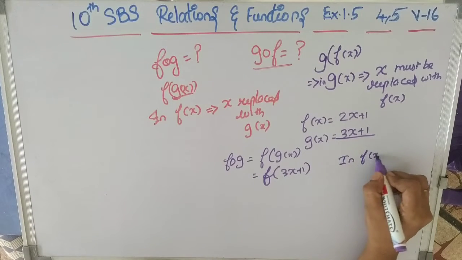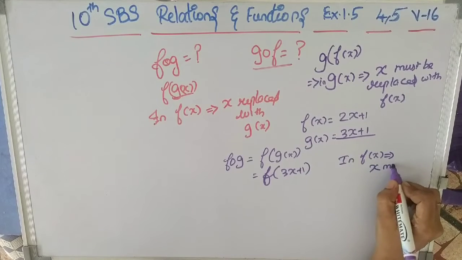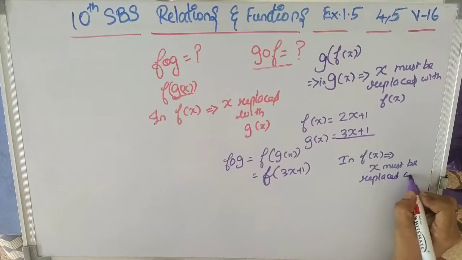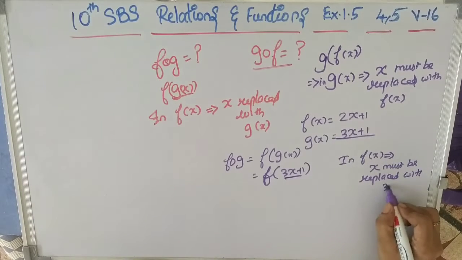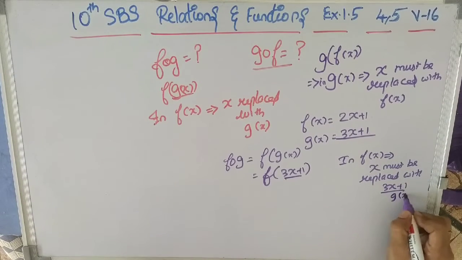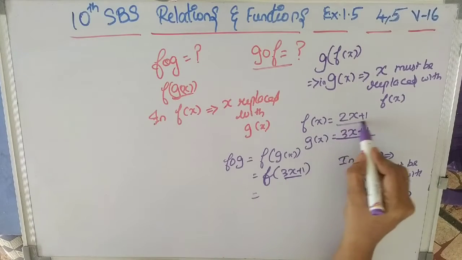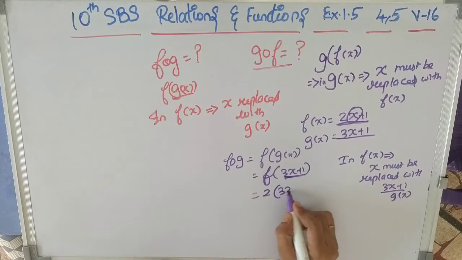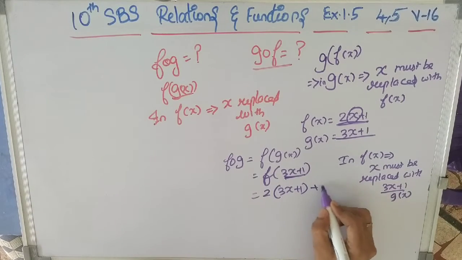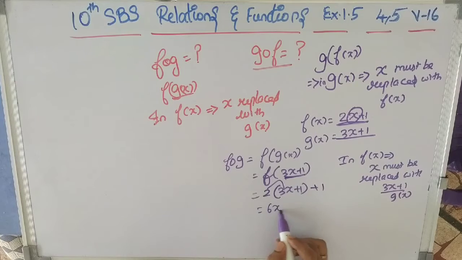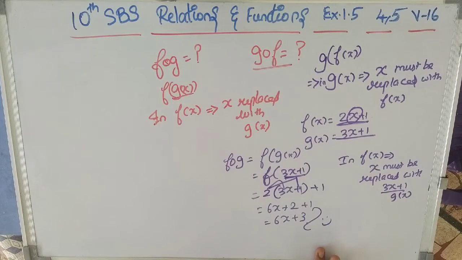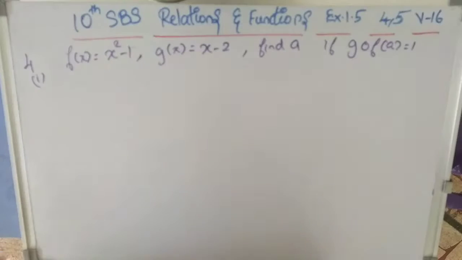What is the meaning of that? In f of x, wherever x comes, it must be replaced with 3x plus 1. That is g of x. That is the meaning of f of g of x, isn't it? X must be replaced with 3x plus 1 in f of x. So what is f of x? 2x plus 1. So 2 into, instead of this x, we are writing 3x plus 1, plus this 1. That is 2 into 3x is equal to 6x, plus 2 into 1 is equal to 2, plus 1. That is 6x plus 3. This is f dot g. Clear? We can understand better when we see the exercise problems.